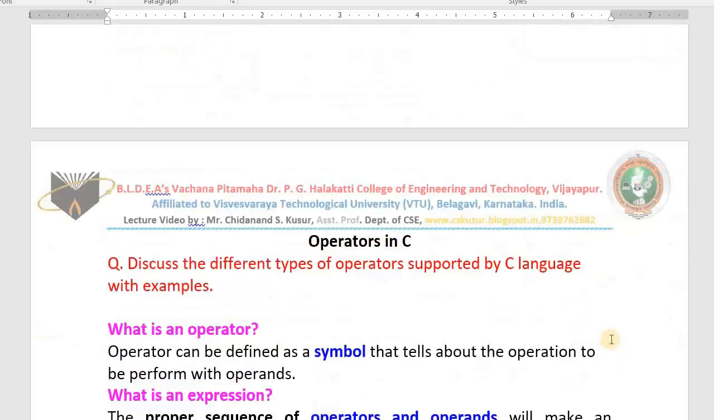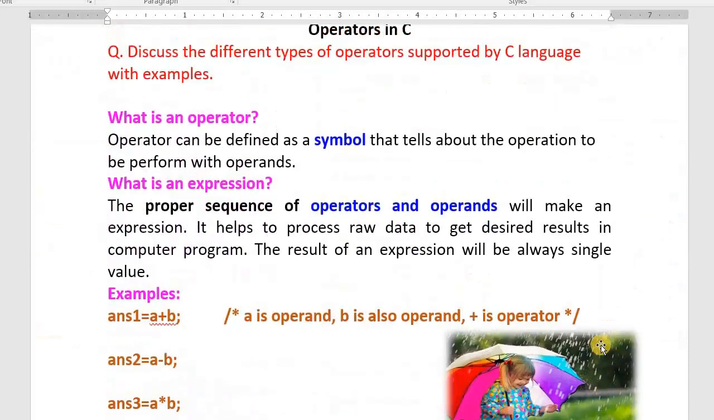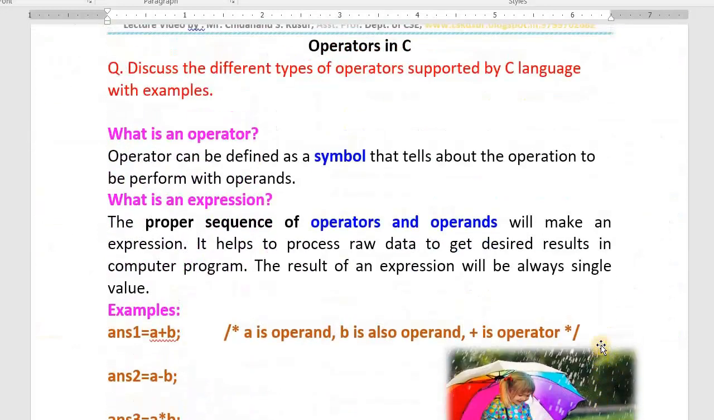Okay. Now I start today's topic, operators in C language. In the VTU main exam, you find this question: discuss the different types of operators supported by C language. Usually this question will be asked for 12 marks, sometimes 8 marks. Usually they ask for more than 5 marks in the exam. That's why you need to be thorough. Your objective should not be to score marks. Your objective should be to get knowledge. Okay? Right. I start. How to answer this question?